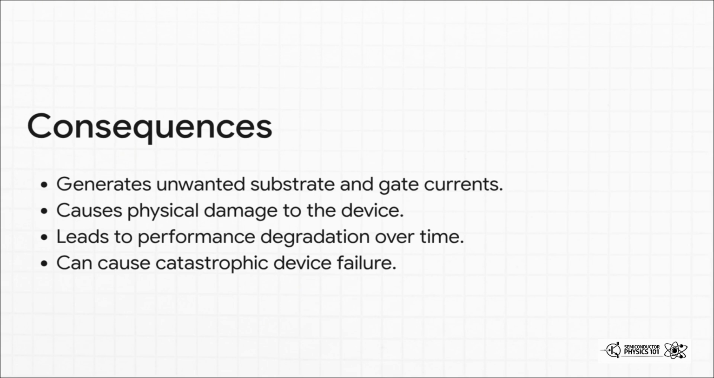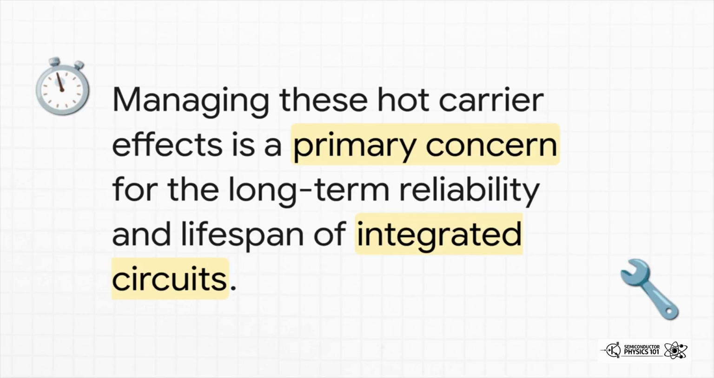They can slam into the silicon lattice and create unwanted currents down in the substrate. Some are so energetic, they can literally blast right through the thin oxide layer and create a gate current, physically damaging the transistor. And over time, all this cumulative damage degrades the device's performance until one day it just fails. So at the end of the day, managing these hot carrier effects is one of the most critical challenges in making sure our electronics actually last.